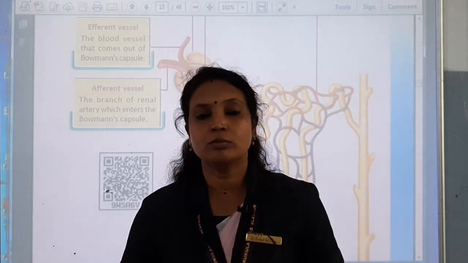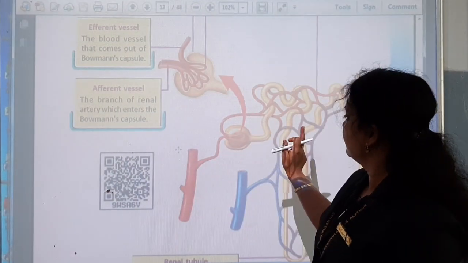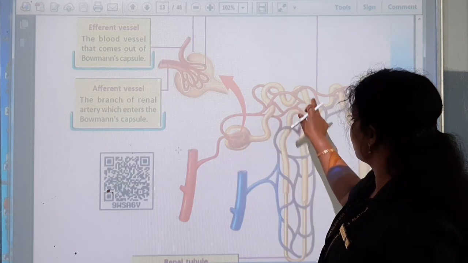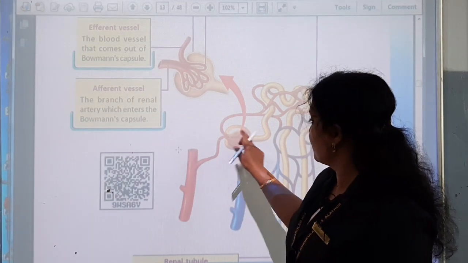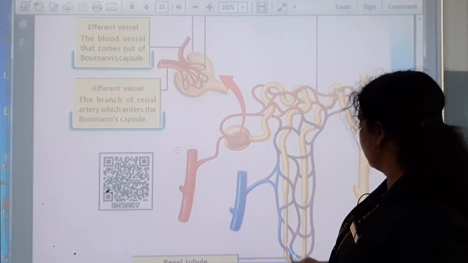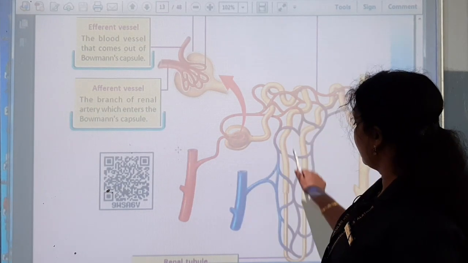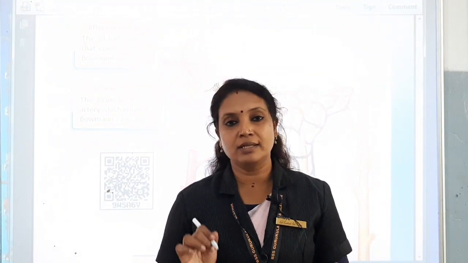So, dear children, this is the nephron. This is the structure of a nephron. I told you a cup shaped head and a long tail like structure. This is the long tail like structure. So, this is a nephron. Now we are going to learn about the parts of the nephron.